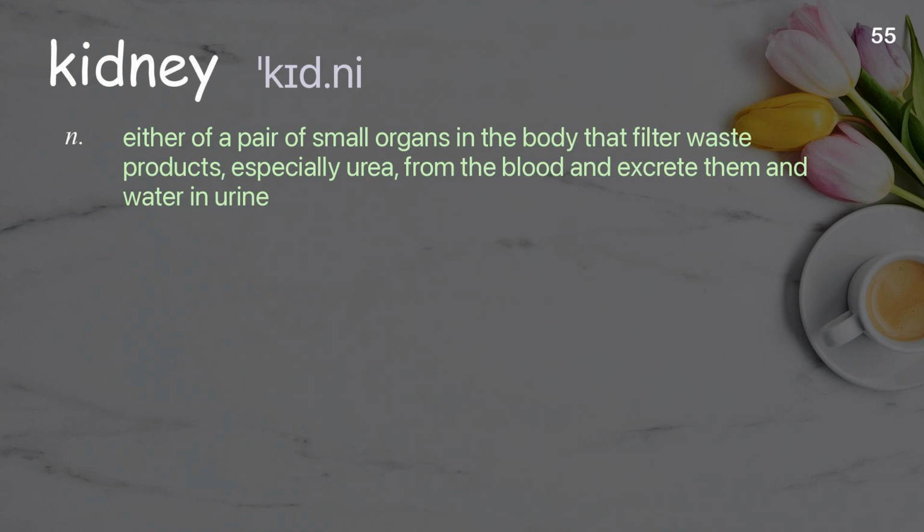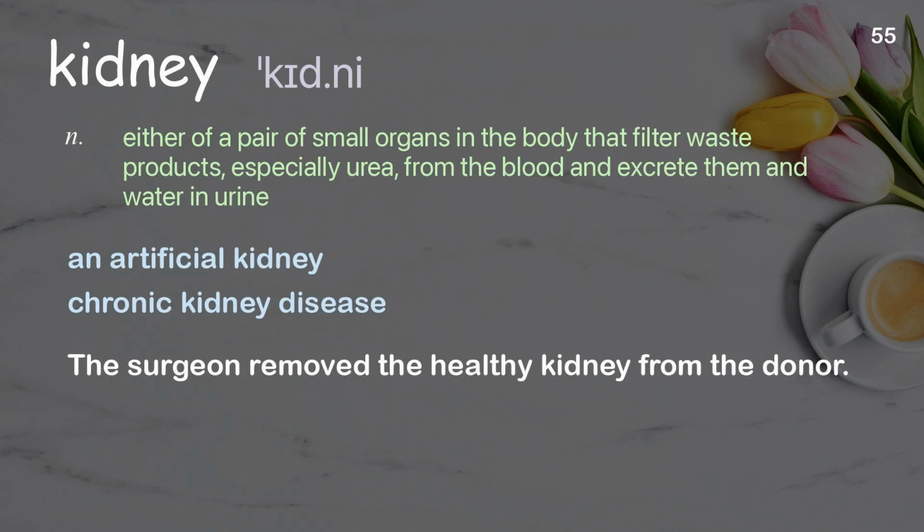Kidney: either of a pair of small organs in the body that filter waste products, especially urea, from the blood and excrete them, and water in urine. Examples: An artificial kidney. Chronic kidney disease. The surgeon removed the healthy kidney from the donor.